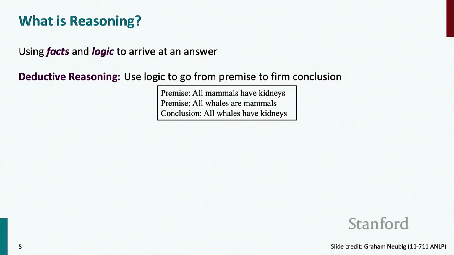The first one, which is probably the one that most of you are familiar with, is deductive reasoning, where we go from rules of logic along with a premise to come up with a firm conclusion. So an example of that could be that we have the sentence, all mammals have kidneys, and all whales are mammals, and then we can come up with the conclusion, all whales have kidneys. And we could do multiple such steps of reasoning, okay?